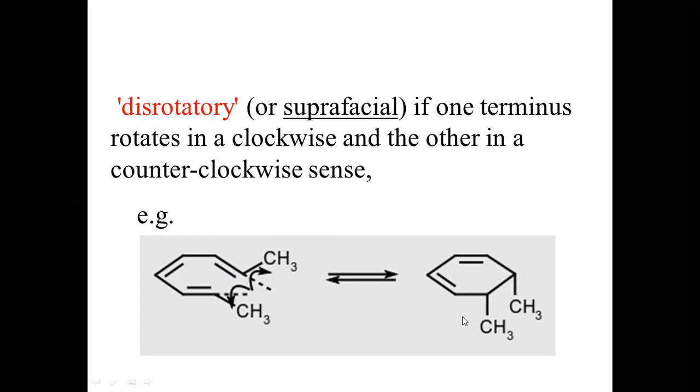When a sigma bond is formed in this case, it is formed by the interaction of the orbitals. In this case, same side lobes, that means same phase lobes, will interact together to form this new sigma bond. That is what we call suprafacial. The termini in this case, one rotated clockwise and the other rotated anti-clockwise. So this is called disrotatory or suprafacial electrocyclization.